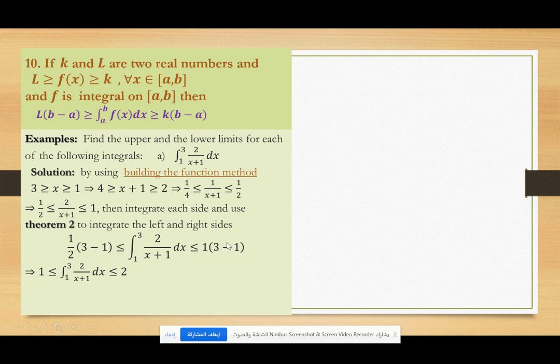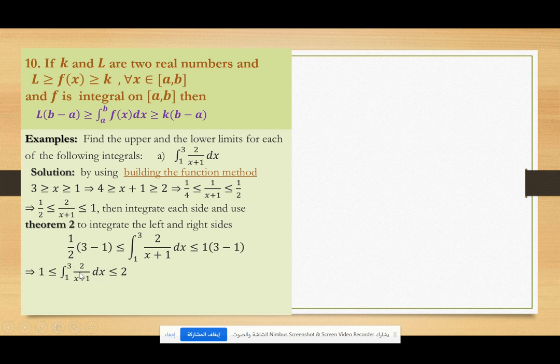Now, after you calculate each side, you will get from here 3 minus 1 is 2, divided by 2 is 1. And this stays as it is because it is unknown, which has variables. Keep it. Smaller than or equal to. Here also 3 minus 1 is 2 multiplied by 1 is 2.